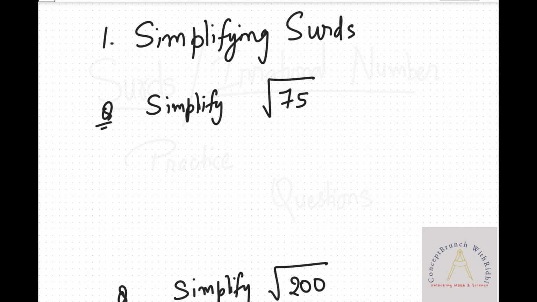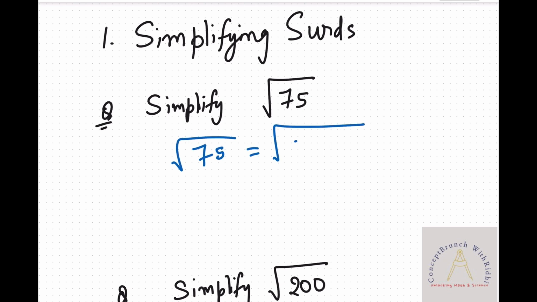Start with some basic simplifying surds. Here are a few problems for you. The first question is simplify root 75. We already discussed it, but let's do that again. In a simple way, we can write 25 times 3. We can break root of 25 times 3 into root 25 times root 3. Root 25 we can write as 5, so 5 root 3 is the answer.